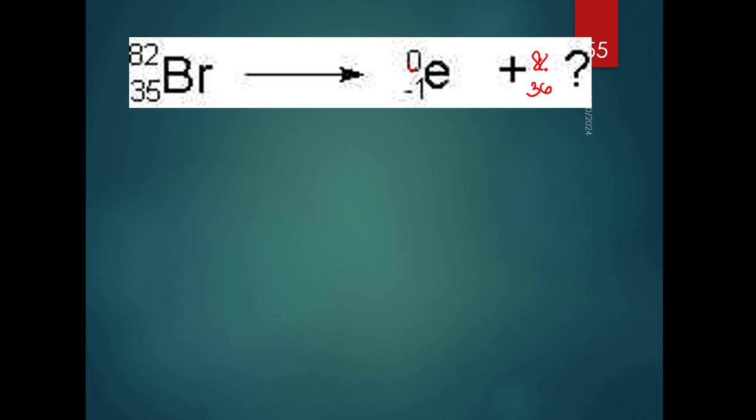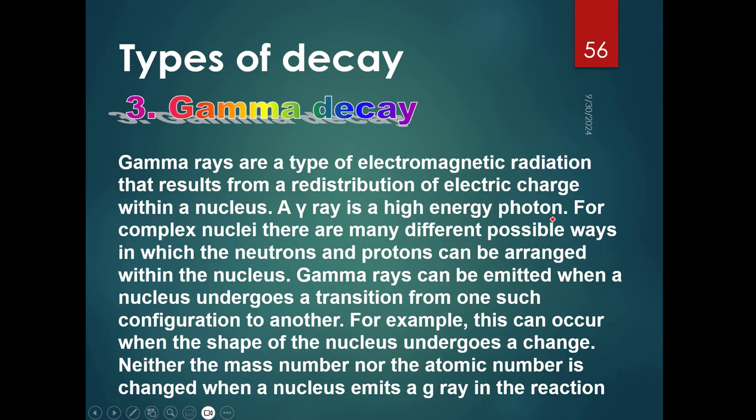Now we just have to look up what is the 36. Okay, it's a krypton, Kr. So you see, I don't know all of it. So it's going to be Kr, 82 as a mass number, 36 is the atomic number. And it's Kr, the krypton. It's a noble gas. Okay, the third kind of decay is the gamma decay.